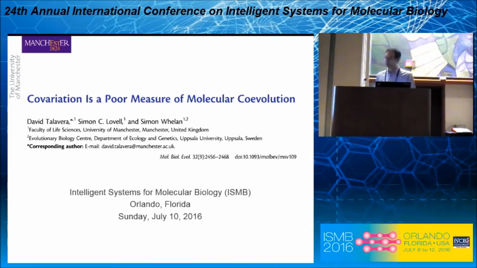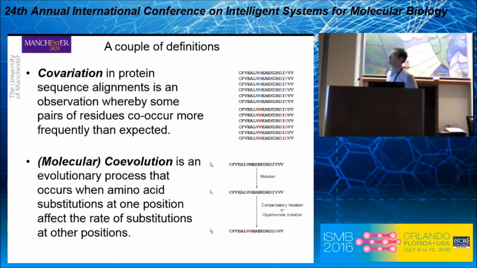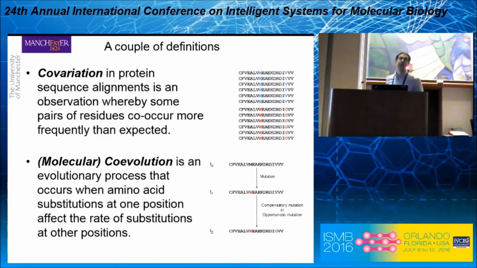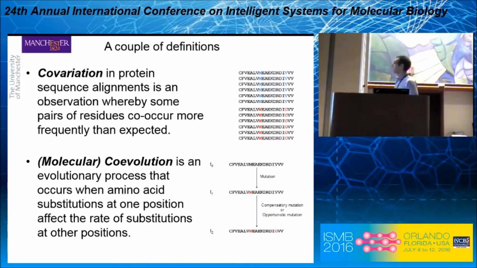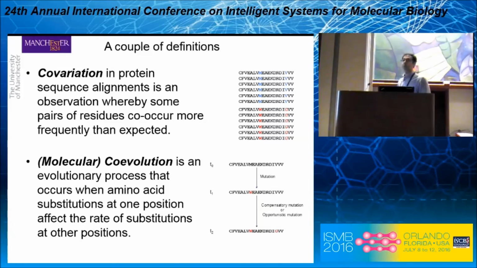So hello, good afternoon. As I said, I'm going to talk about this paper that we published in Molecular Biology and Evolution last year. And let me start with a couple of definitions, because covariation and coevolution have been mixed up in the past. Covariation is the observation that particular pairs of amino acids co-occur more frequently than expected when we look at two columns in a multiple sequence alignment. And coevolution is an evolutionary process whereby amino acid substitutions at one position within a protein affect the selective pressure acting on nearby positions, and hence affect their substitution rate.